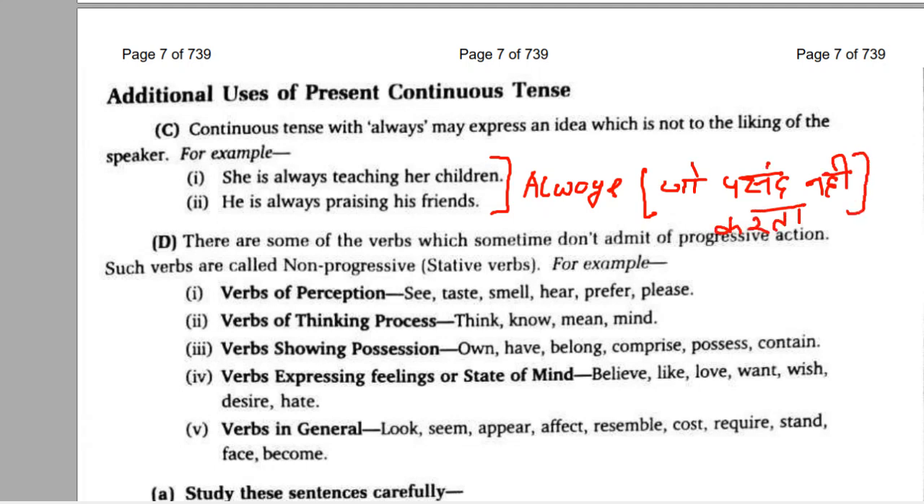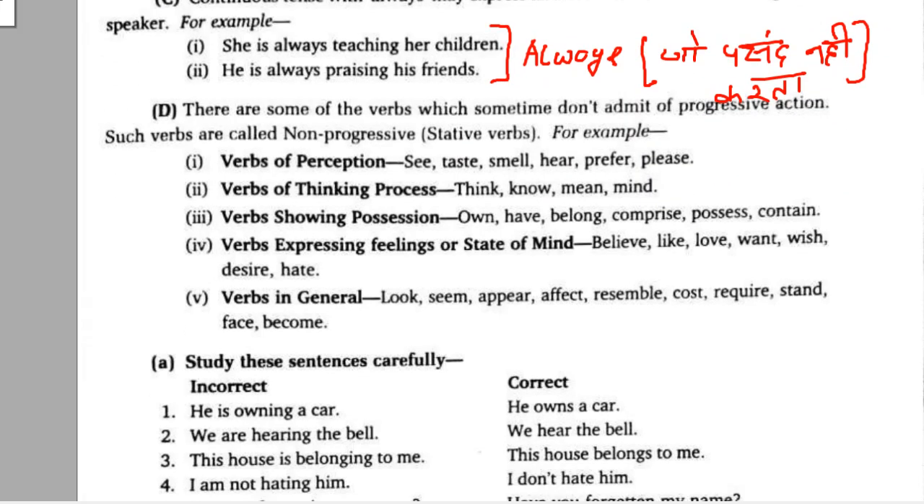So this is something like that. There are some verbs which sometimes don't admit of the progressive action. Such verbs are non-progressive. We can't say that these are in the continuous phase or in the progressive action. So we call these non-progressive, or stative, verbs. Verbs of perception like see, taste, smell, hear, prefer, please.